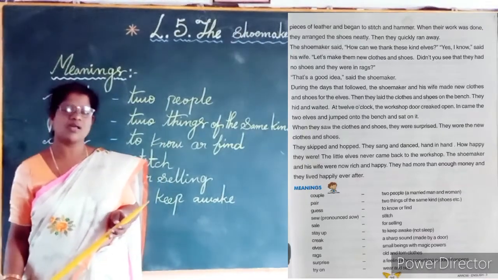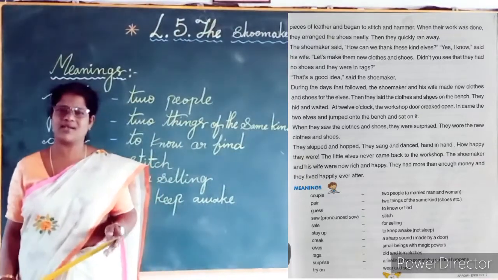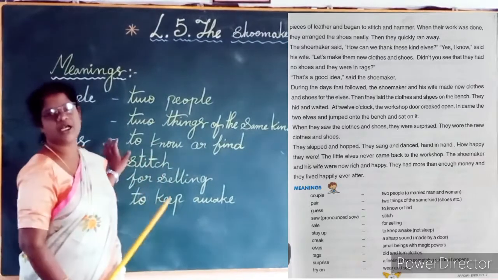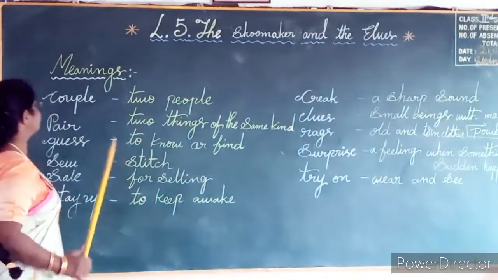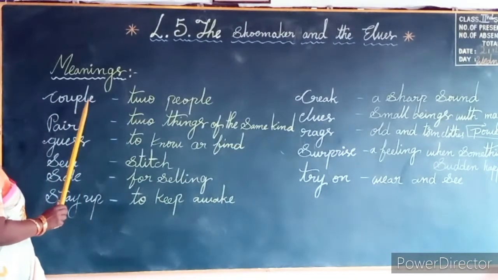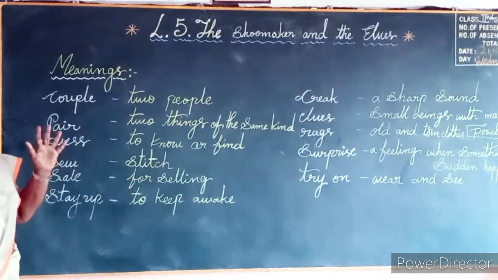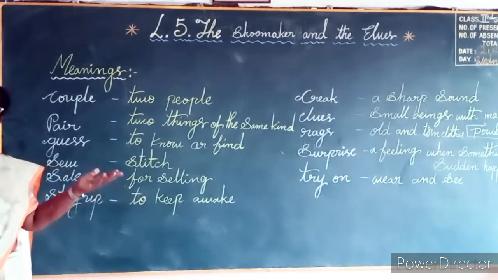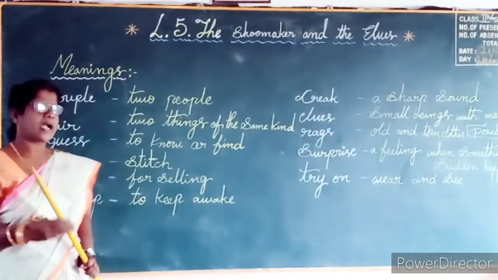I hope so, because we can't write the whole lesson on the board, isn't it? That's why I read the textbook. Now we will come to the meanings. Let us see what the meanings are. Couple: two people. Couple can also mean more than two people, like three or four, we can say that it is a couple.